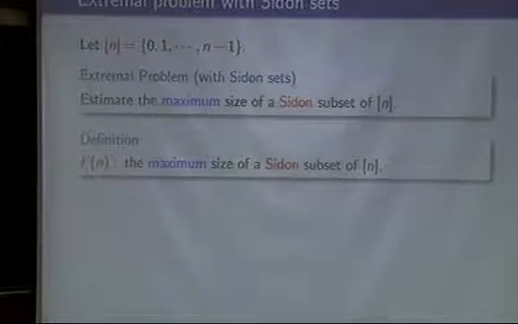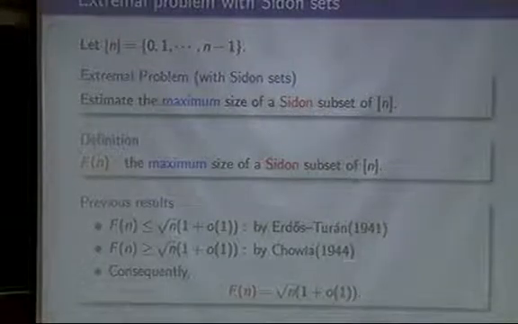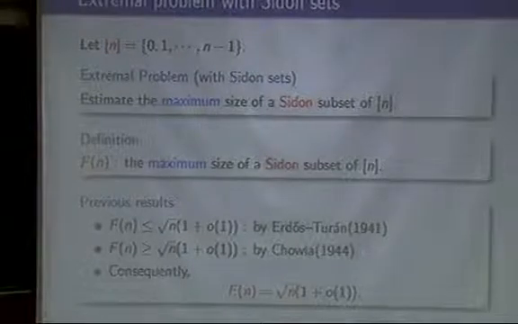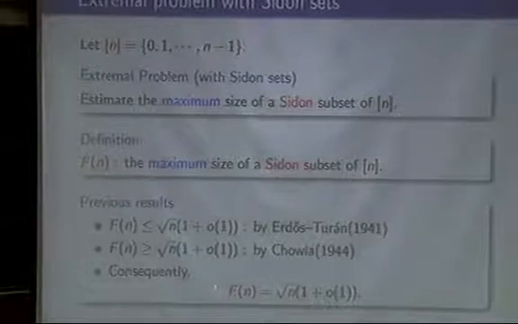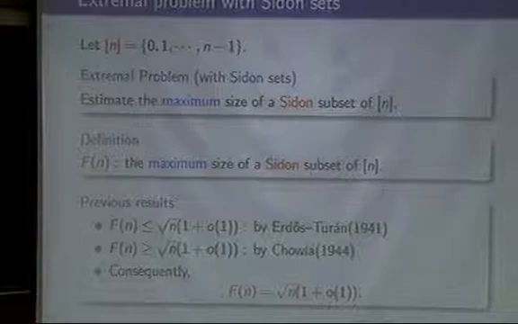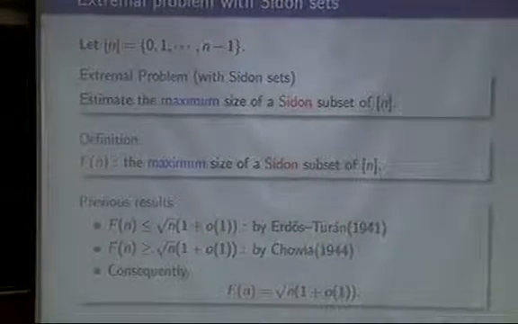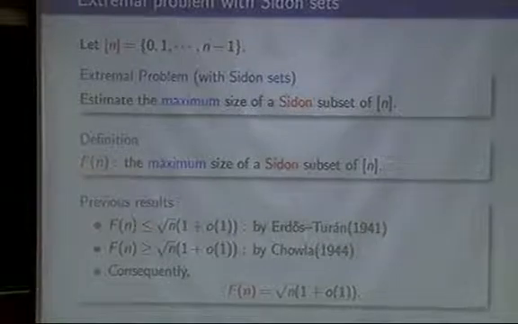Now let me explain the extremal problem with Sidon sets. We'd like to estimate the maximum size of a Sidon subset of the N set. We define capital F of n as the maximum size of a Sidon subset of the N set. In the 1940s, Erdős, Turán, and Chowla determined what capital F of n is. They got the result that capital F of n is square root of n times (1 plus little o of 1). For example, if we consider integers from 1 to 1 million, then the maximum size of a Sidon set of the integers will be something like 1,000. This is an important result from the 1940s.